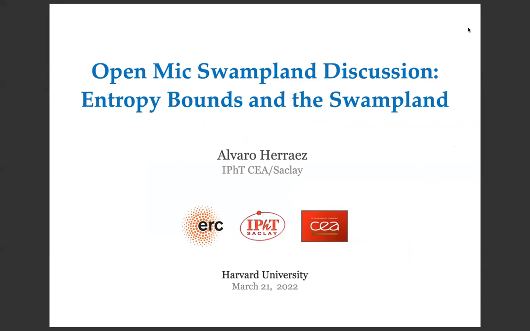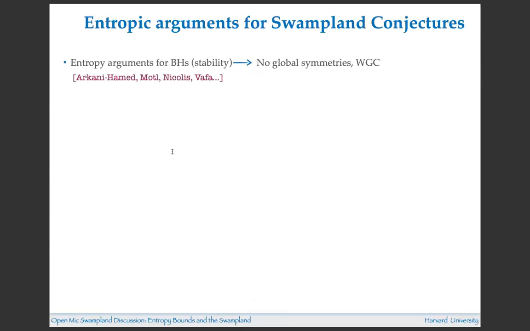Since the idea is to try to make this into a discussion so that everyone can participate and we can have a nice exchange, I will very briefly comment on two or three main points that I think may be useful to trigger this discussion, and then hand over to everyone. The first point I want to convey is that entropy arguments for swampland conjectures have already been used.